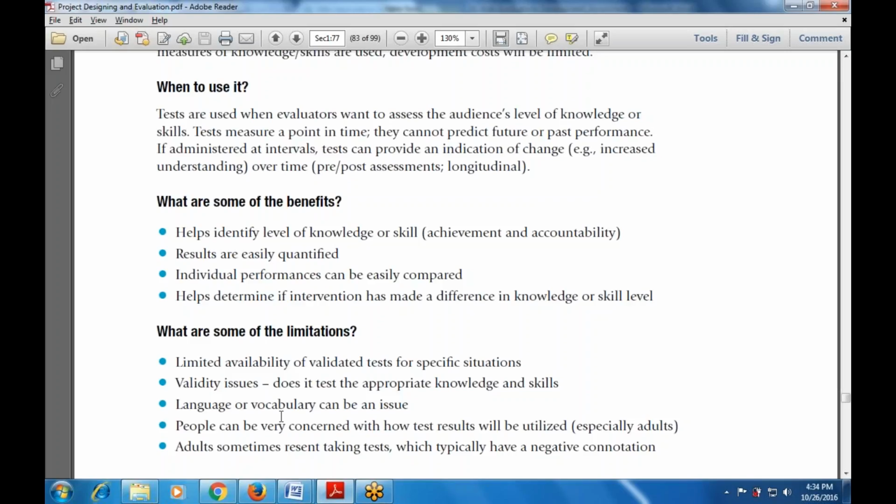Adults sometimes resent taking the test, which typically has a negative connotation. So adults sometimes have a negative connotation if they resent taking the test, and they have a negative attitude and behavior.